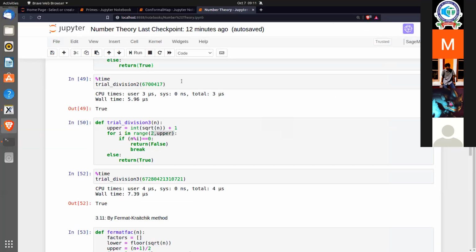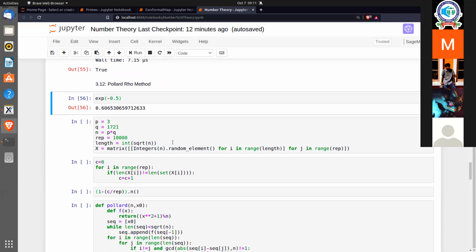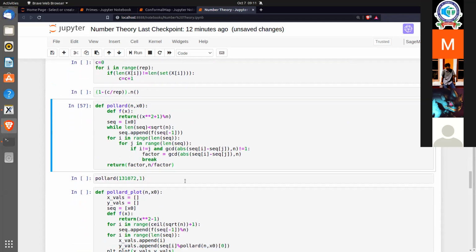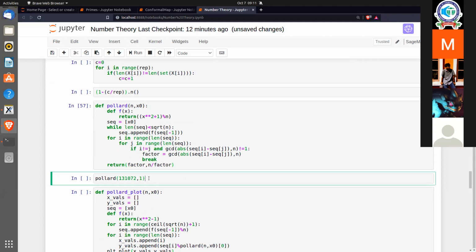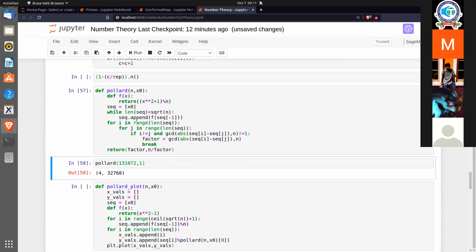So I've done a very basic implementation of the same in SageMath here. For instance, if you want to check for this number, it will give me the factors. But there are many numbers for which this polynomial doesn't work. So that is one problem.